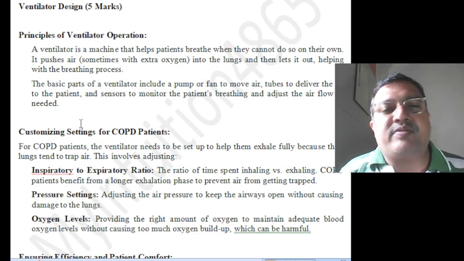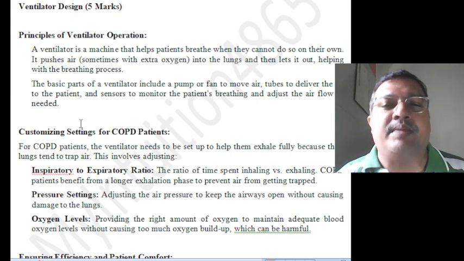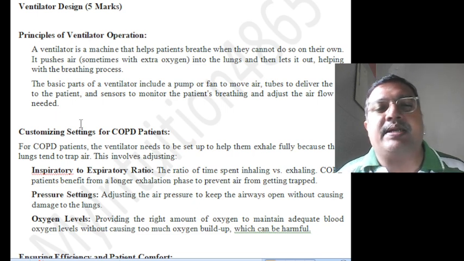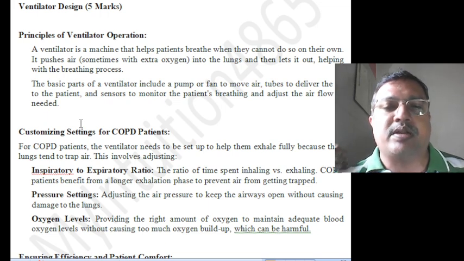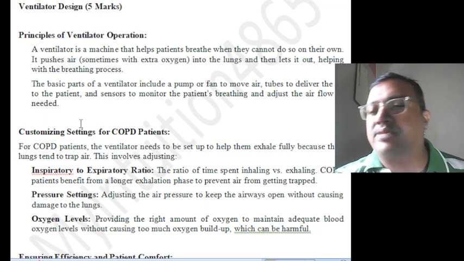So the basic parts of a ventilator include a pump or a fan to move the air to the lungs, tubes to deliver the air to the patient, and a sensor to monitor whether proper breathing takes place, so that proper gas exchange takes place or not. To monitor that, a sensor is also needed.